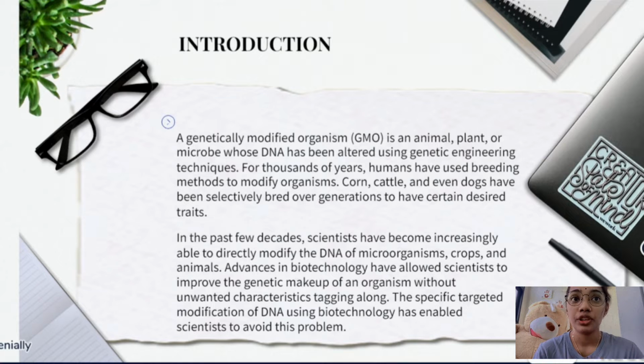For thousands of years, humans have used breeding methods to modify organisms. Corn, cattle, and even dogs have been selectively bred over generations to have certain desired traits. Moreover, GMOs are created by adding a gene from an unrelated species into an organism, from an external source such as viruses, bacteria, animals, or plants.